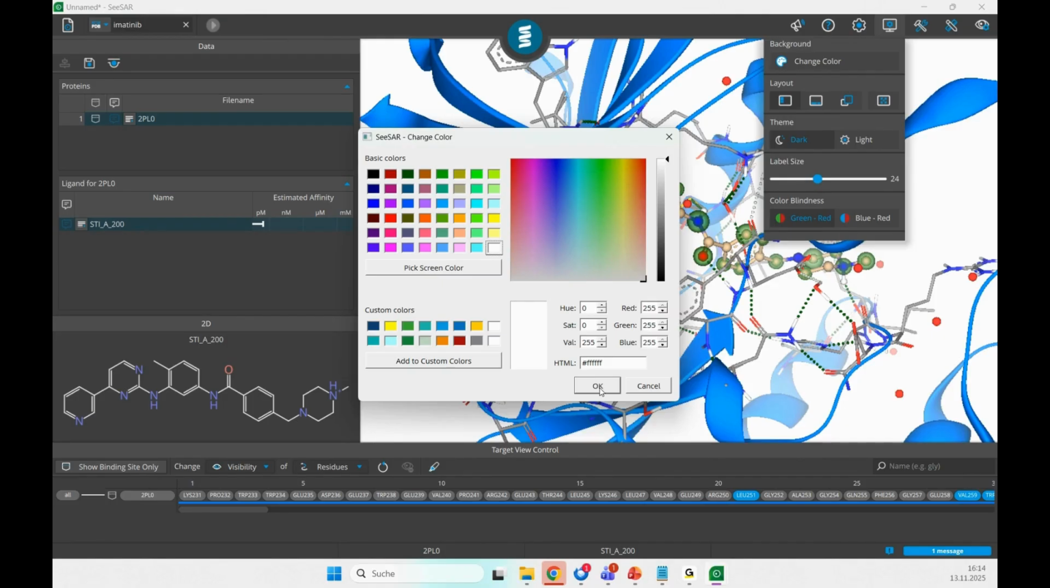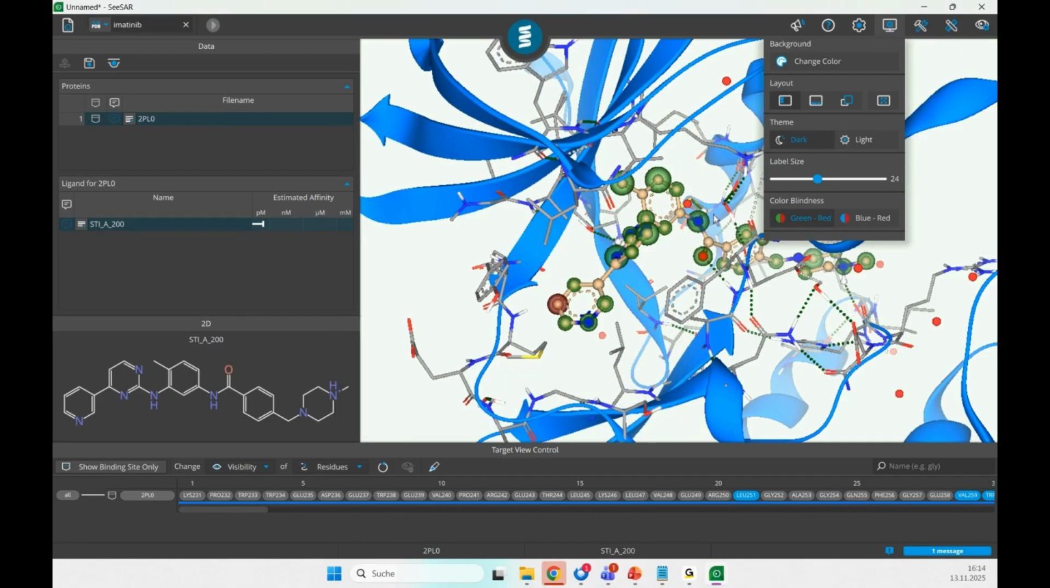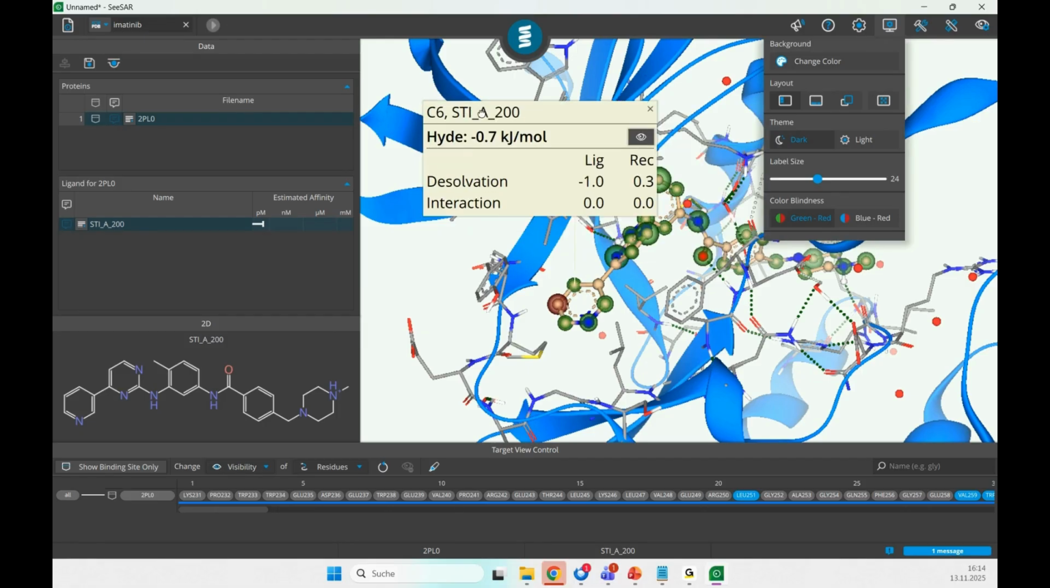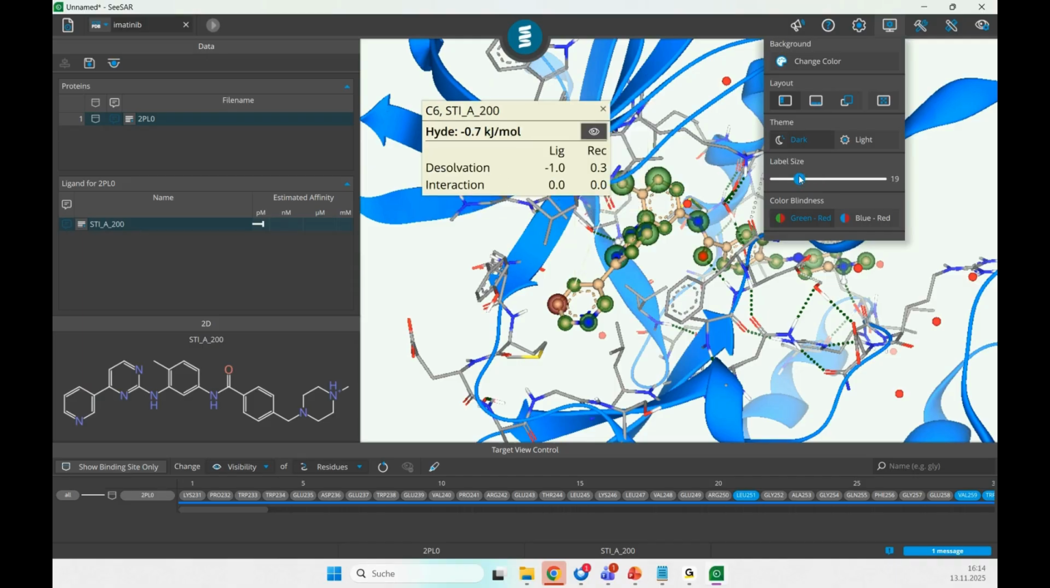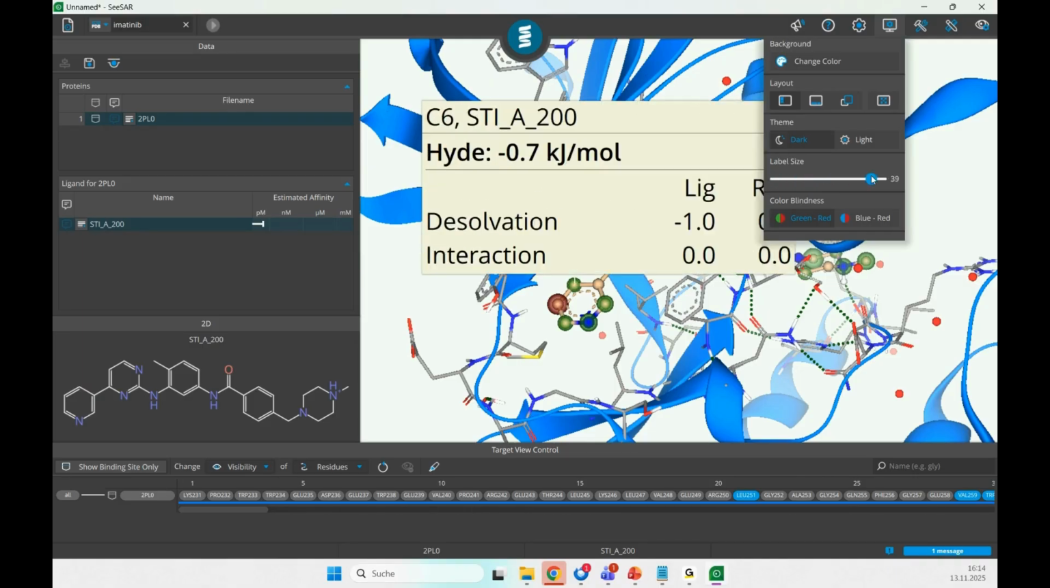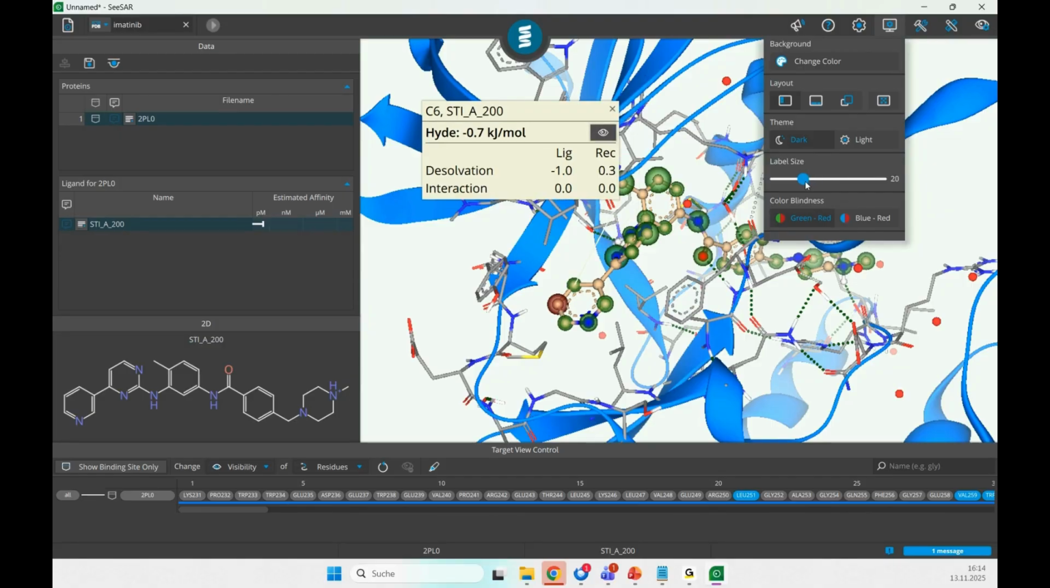We can also change the background color. So now it was black. We can also go with something lighter or just adjust it to something, I don't know, grayish like this. And you can adjust label sizes. So let's assume you have a label like this one and you are a little bit visually impaired. Then you can use the label size to adjust it accordingly, which is also relevant for publications.